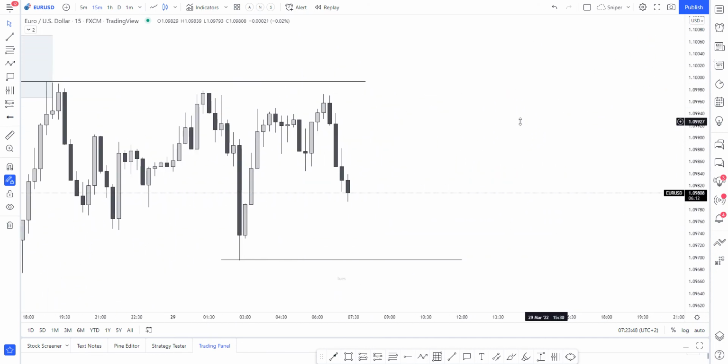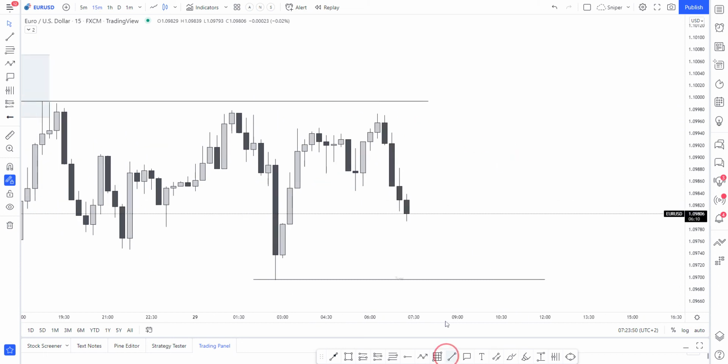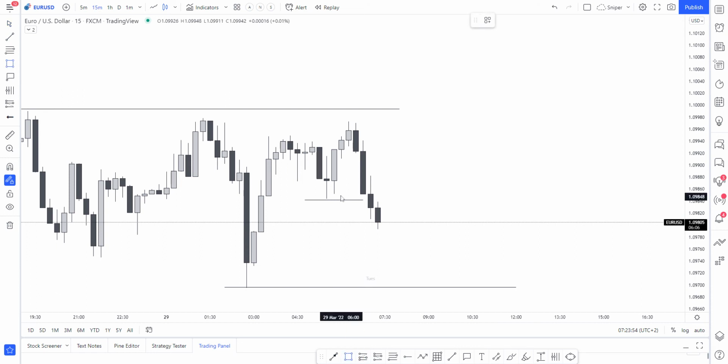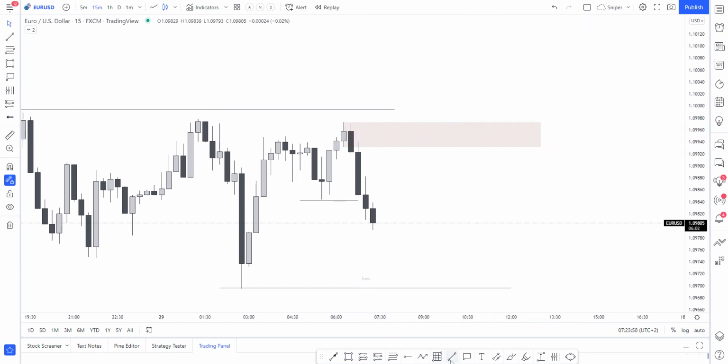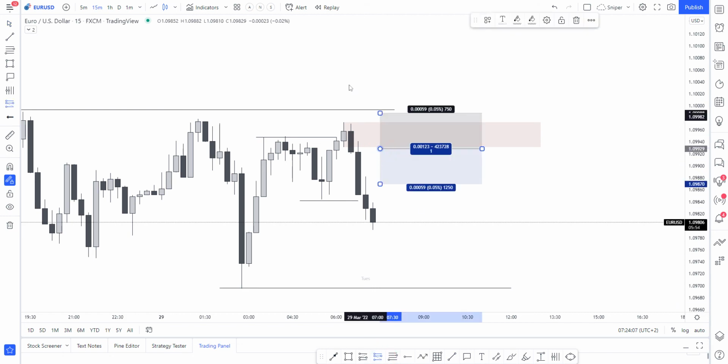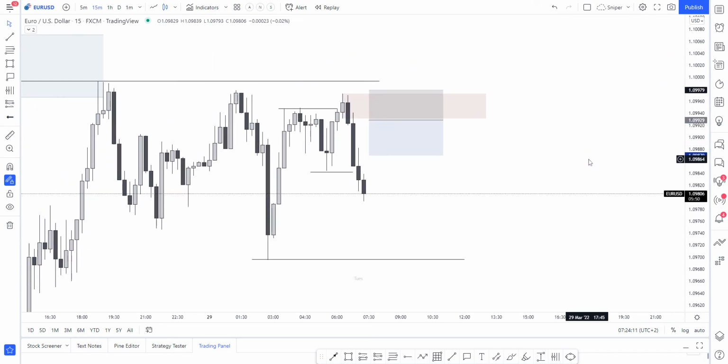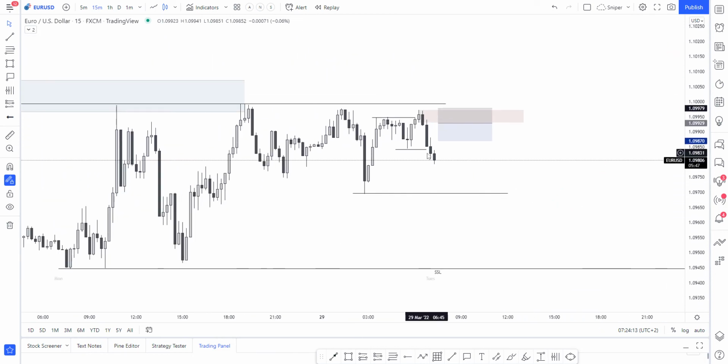Maybe this now we can refine it a bit more. We can note that break, and we can note this area, which is nice because it stripped the liquidity above these highs. This could be a sell area, maybe something like this, stop loss above, and then targeting these lows.